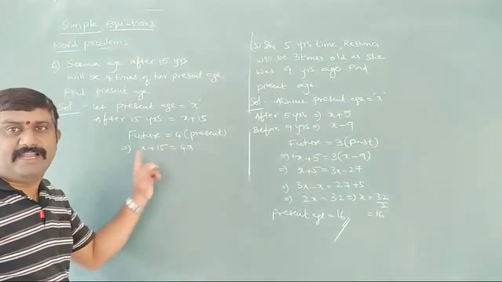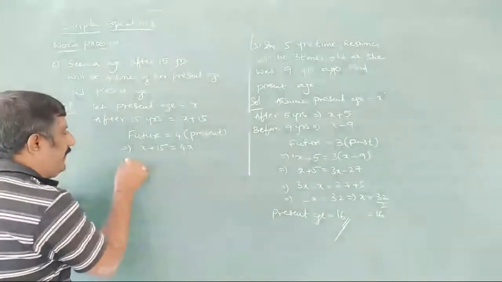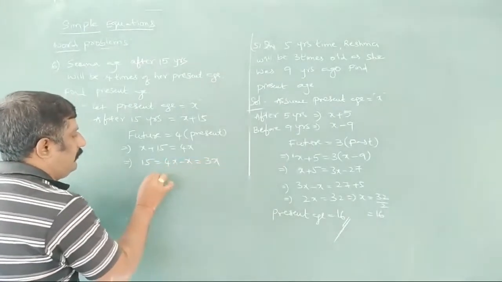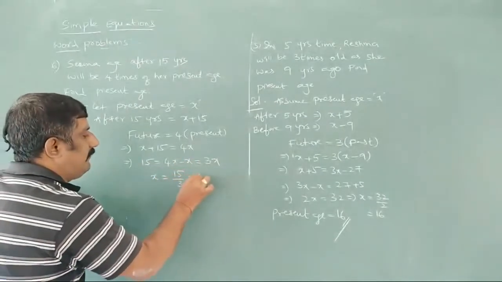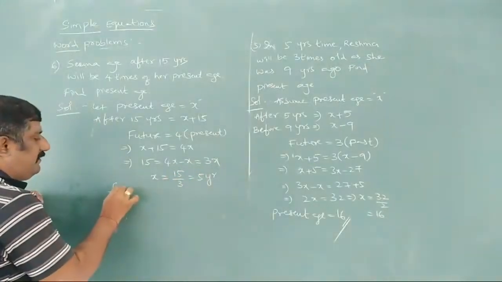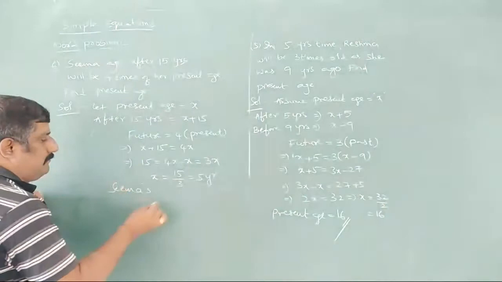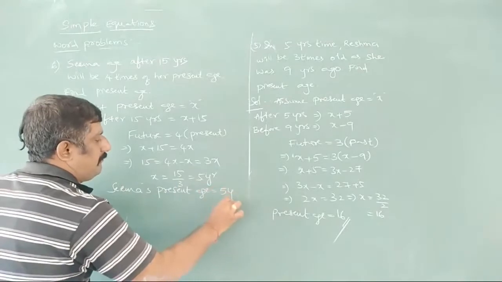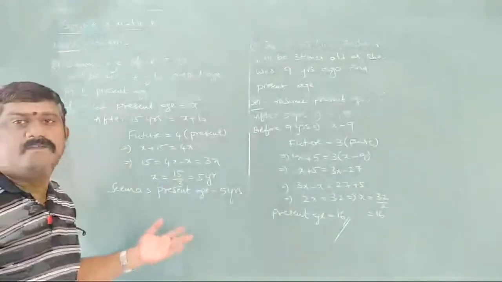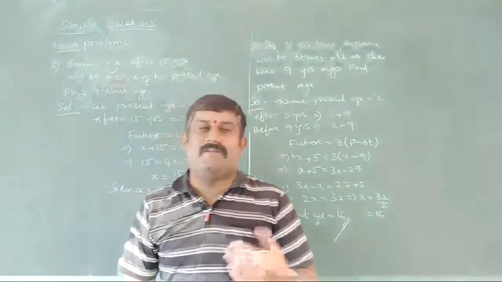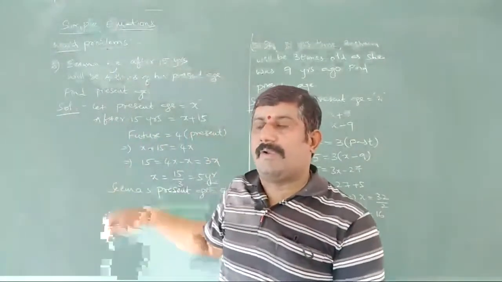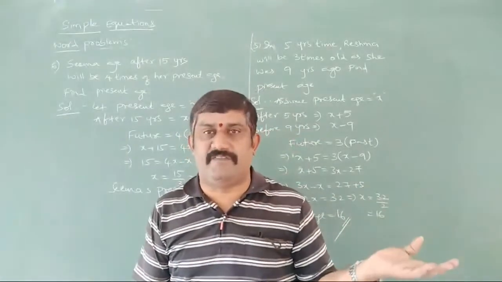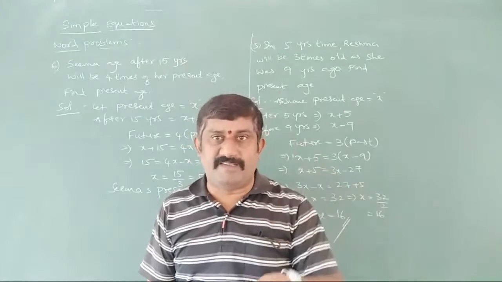Send this x to that side, transpose x to the RHS, it becomes minus. So 15 is equal to 4x minus x, nothing but 3x. So x becomes 15 by 3, or else 5 years. So Seema's present age is 5 years. Check once again whether she is getting the correct age or not. Now at present age, how much did we get? 5 years we got. After 15 years, nothing but 5 plus 15. How much is it going to be? 20.